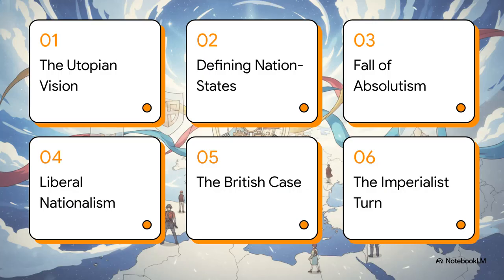Here's our agenda for today's Explainer. First, the utopian vision. Second, defining the nation-state. Third, fall of absolute monarchies. Fourth, what is liberal nationalism? Fifth, the strange British case. And finally, the imperialist turn. Let's get right into it.